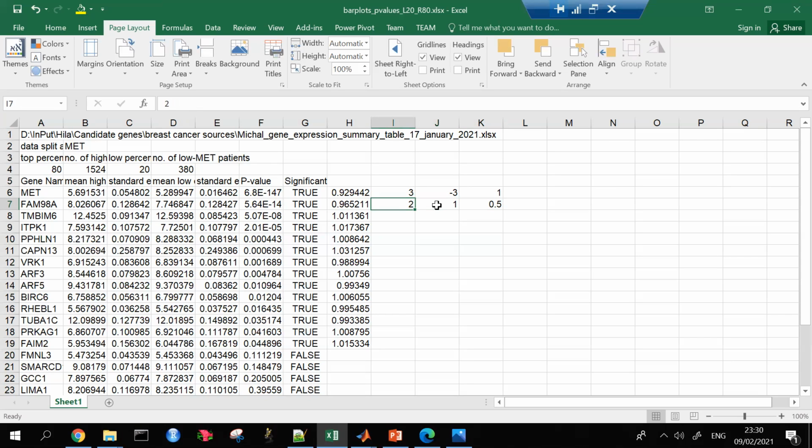It usually doesn't happen, okay? Usually the expression values are positive, and I'll later explain how the expression values were calculated.